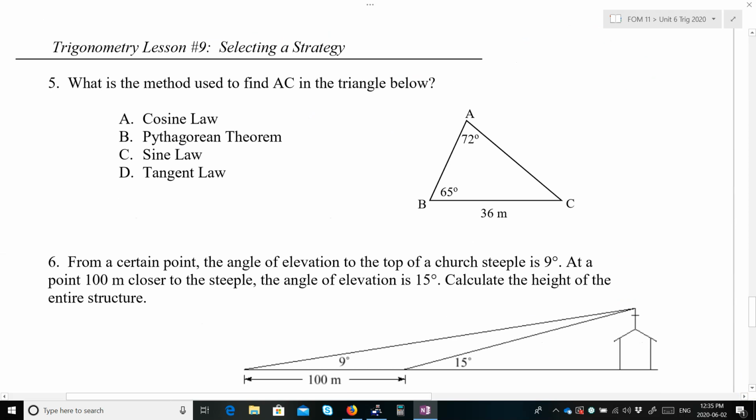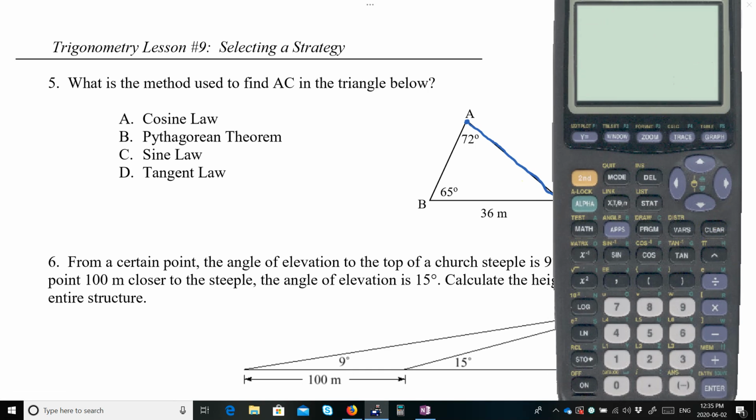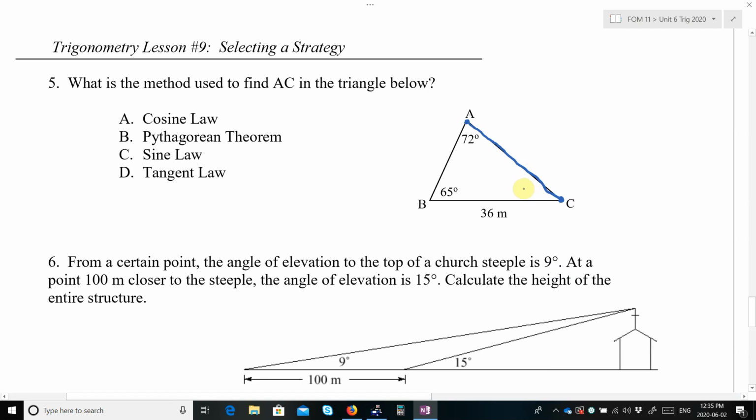Number 5, what is the method used to find AC in the triangle below? So we're wanting to try to find AC. The angles in a triangle have to add to 180, so if you go 180 minus 72 minus 65, we get 43. They weren't showing a 90-degree box, but I just wanted to check to make sure. So it's not a 90-degree triangle.